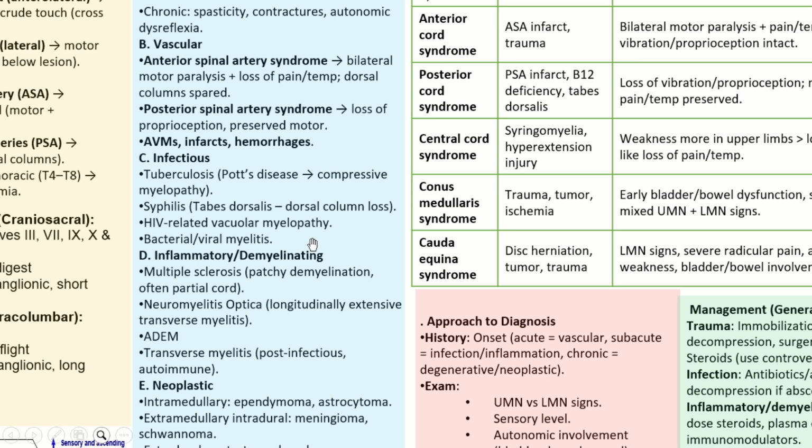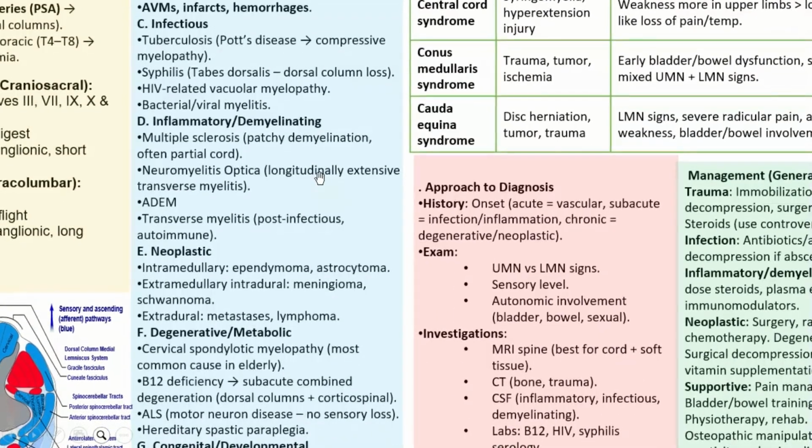Then we can go to the neoplastic causes, which can be intramedullary, like the ependymoma and the astrocytoma. We can have extramedullary ones like the meningiomas and schwannomas, and extradural ones like the metastasis, and the lymphoma can also affect the spinal cord.